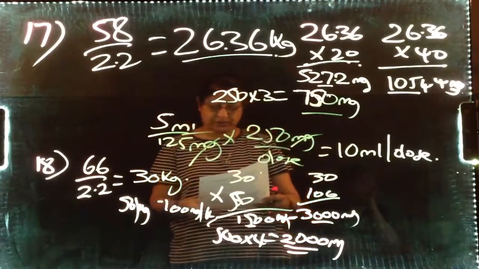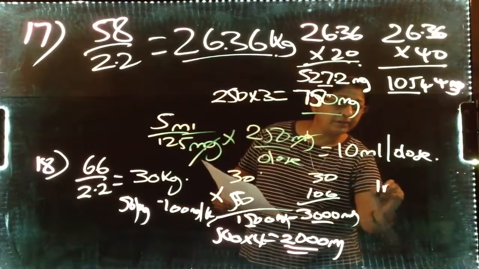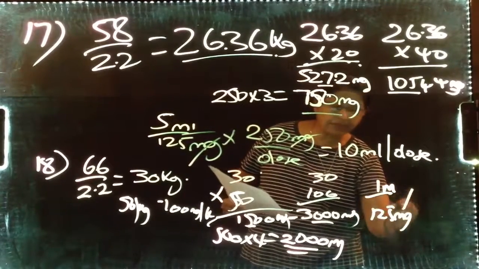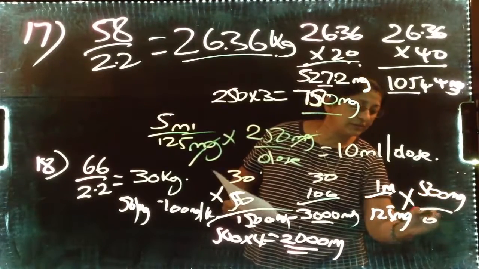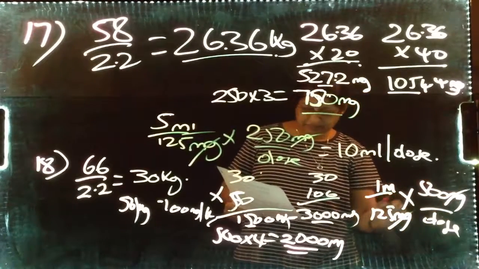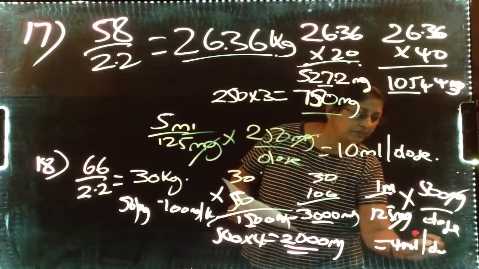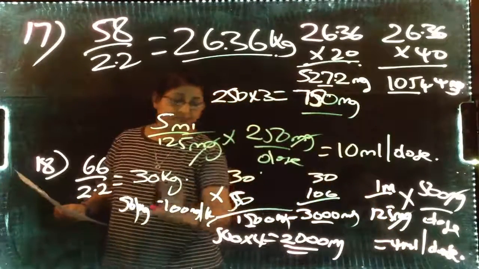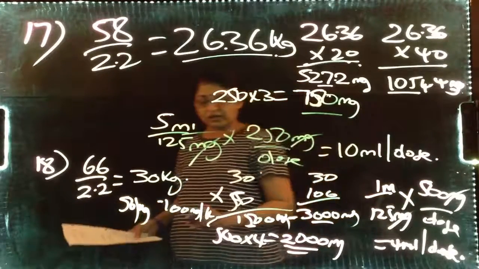So how much will you give? What do you have at hand? You have 1 ml over 125 milligrams. That's what you have at hand. How much are you supposed to give? You're supposed to give them 500 milligrams per dose. Am I correct? So milligrams cancel out. The amount you're supposed to give them in total is 4 ml per dose. It's very simple. Once you get the hang of it, these are the simplest things you'll be doing. Any questions? Continue to ask me.